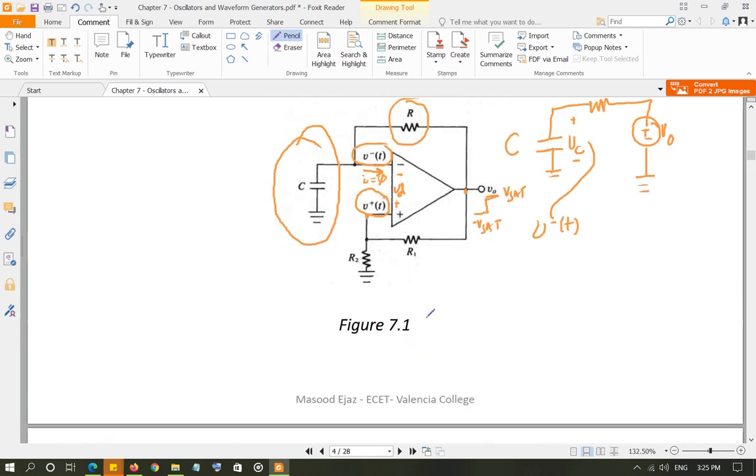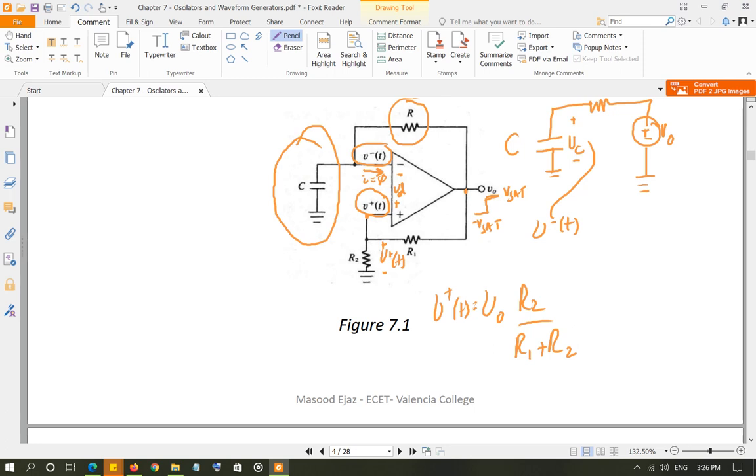V positive T is simply a fraction of V out. Let's just look at the diagram. Here, these two resistors will appear to be in series because no current is going to go here. So V positive T is the same voltage as across R2, and that voltage is going to come from V out. So V positive T equals V out times R2 over R1 plus R2. That's using voltage division.